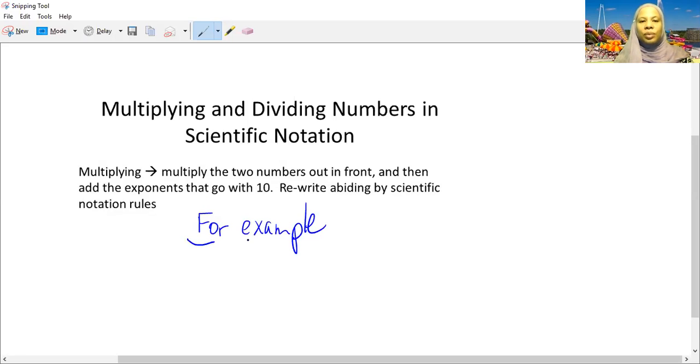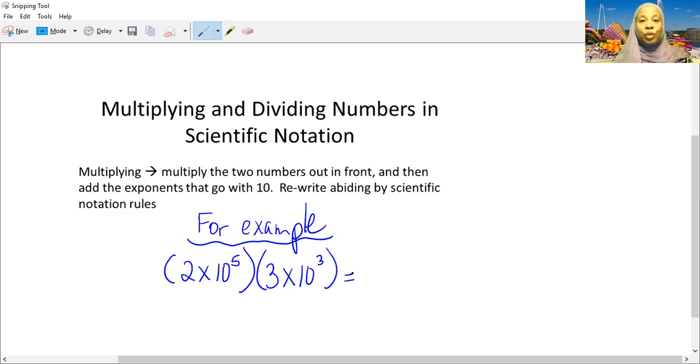For example, let's say we had something like 2 times 10 to the 5th times the quantity of 3 times 10 to the 3rd. All right, so we're going to follow the rule. The rule says you multiply the two numbers out in front. So what two numbers are in front? Oh, 2 is in front and 3 is in front. What's 2 times 3? 2 times 3 is 6. So you multiply these two numbers and you get 6.